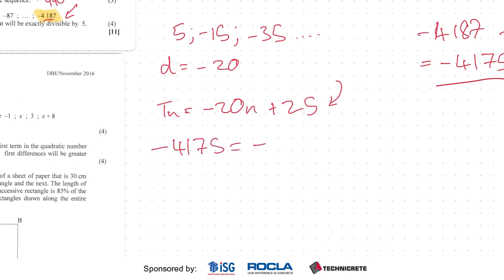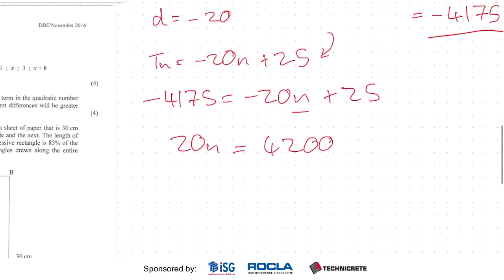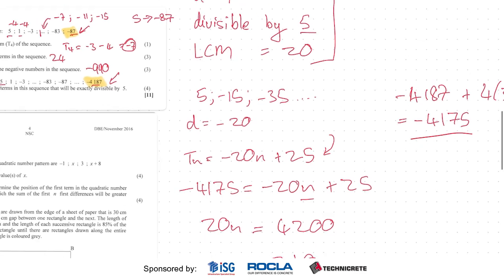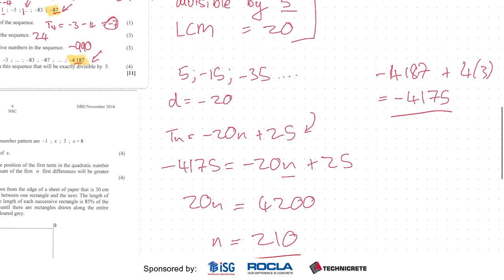So -4175 equals -20n plus 25. And then we just solve for n. Okay, and then move some stuff around. We can get 20n equals 4200, and n equals 210. So that's how many terms are divisible by 5. So okay, we did this very short.